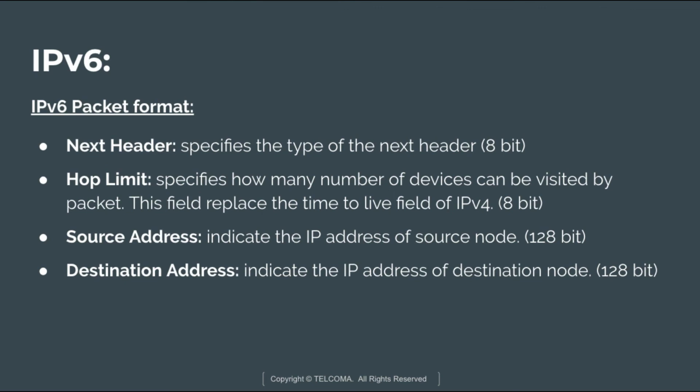Next are the source address and the destination address fields. Source address contains the IP address of the source node, that is the originator of the packet, and it is 128 bits long. Destination address indicates the IP address of the node where we want to send our IPv6 packet. This is also 128 bits long. So this is all about the IPv6 structure.